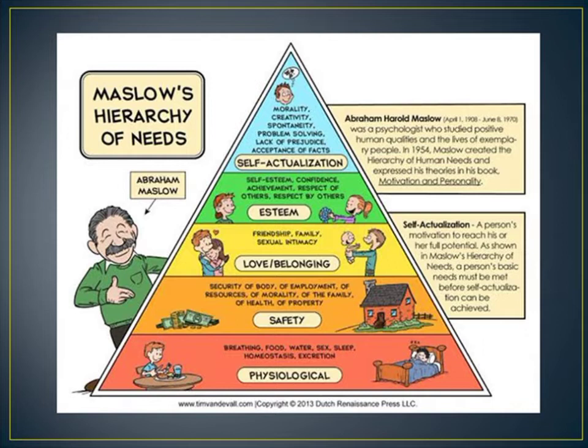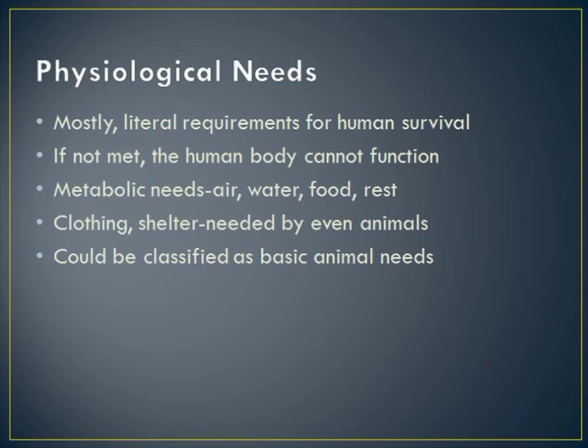Maslow first introduced his theory of hierarchy in his paper in the year 1943, A Theory of Human Motivation, and his subsequent book, Motivation and Personality. So the first hierarchy of needs is the physiological needs. These are mostly literal requirements for human survival. If not met, the human body cannot function. Metabolic needs, air, water, food, and rest, clothing, shelter, needed even by animals, could be classified as basic animal needs. So the physiological stage is the stage required to sustain life.